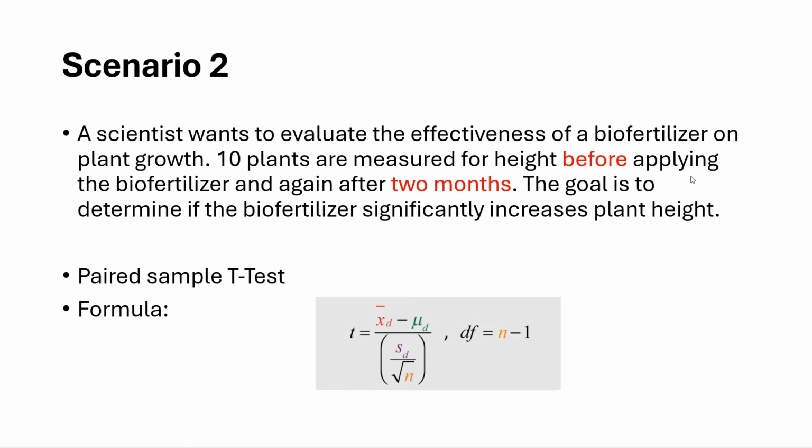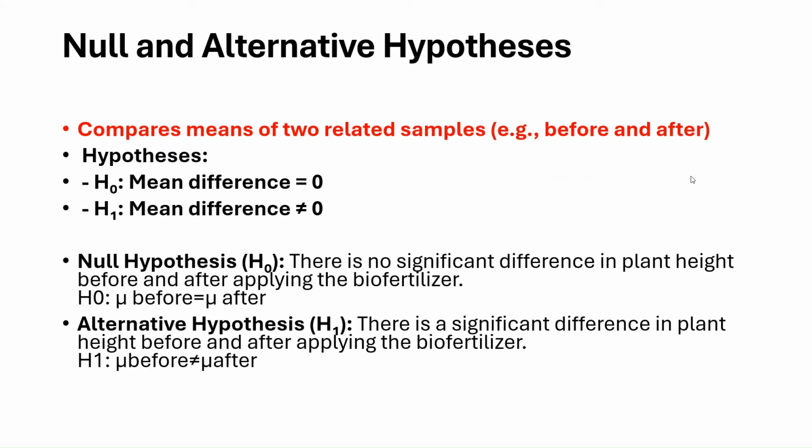Okay, so how can we formulate the hypothesis here? Normally, we are comparing means of two related samples, two paired samples, before and after. So the hypothesis would be: mean difference is equal to 0, versus mean difference is not equal to 0. We can also say that the mean before is equal to the mean after. That means both are equal, no difference. And in the alternative hypothesis, we can say that the mean before is not equal to the mean after. That means there is some meaningful difference between them, not equal to, right?